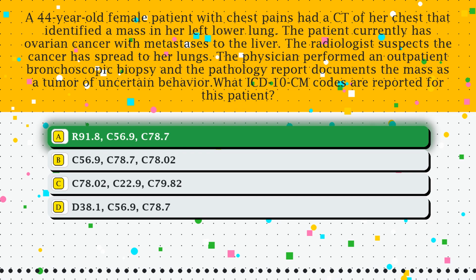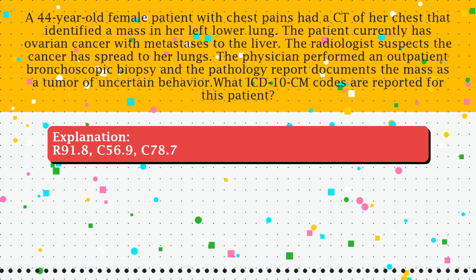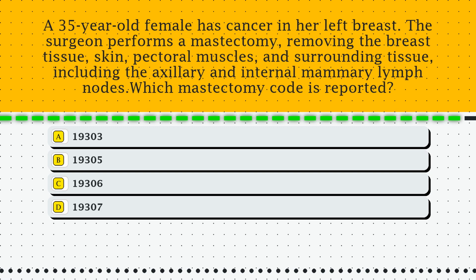The correct answer is option A, R91.8, C56.9, C78.7. Question 26. A 35-year-old female has cancer in her left breast. The surgeon performs a mastectomy, removing the breast tissue, skin, pectoral muscles, and surrounding tissue, including the axillary and internal mammary lymph nodes. Which mastectomy code is reported?